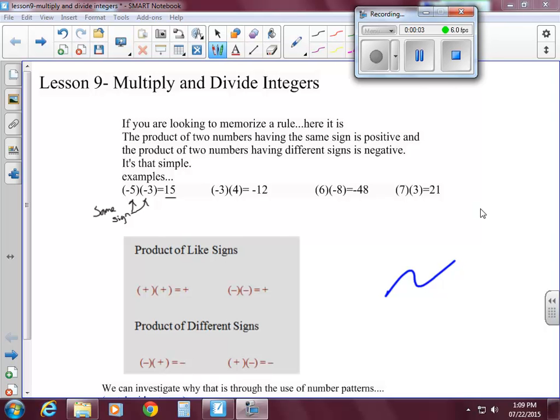Okay, so we are headed into lesson 9, multiply and divide integers, and I really want to encourage you to get all your sign laws under control.